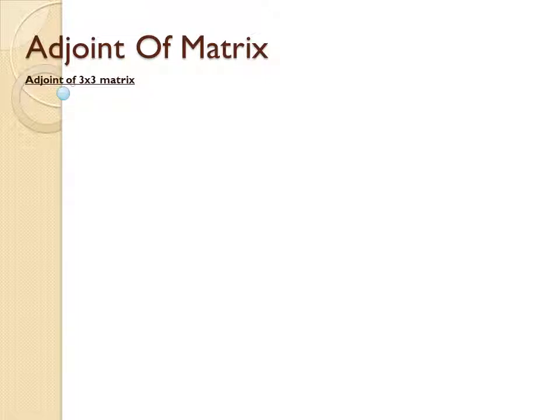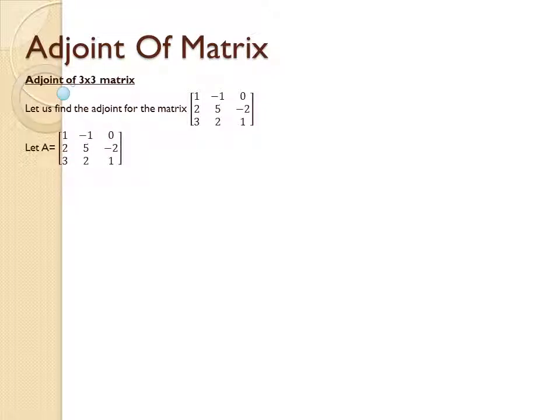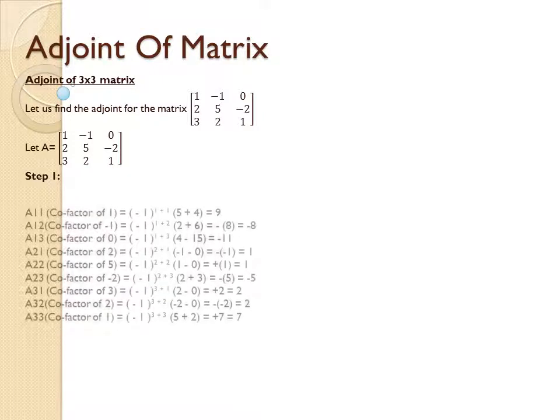Let's find out the adjoint of a 3 cross 3 matrix. Okay, it is not very tough also. Let us find the adjoint for the matrix 1 -1 0, 2 5 -2, 3 2 1. How to find it out? So let's take A equal to this particular matrix. Step 1, we have to find out the minor or cofactor.